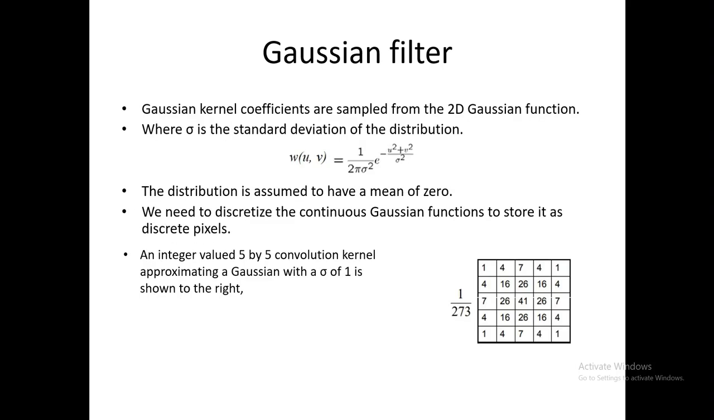And the Gaussian kernel coefficients are sampled from the 2D Gaussian function, where sigma is the standard deviation, as we discussed before. The distribution is assumed to have a mean of 0, and we need to discretize the continuous Gaussian function to store it as discrete pixels. Here an integer valued 5x5 convolution kernel approximating a Gaussian with a sigma of 1 is shown on the right. This is the Gaussian convolution kernel with sigma equal to 1.